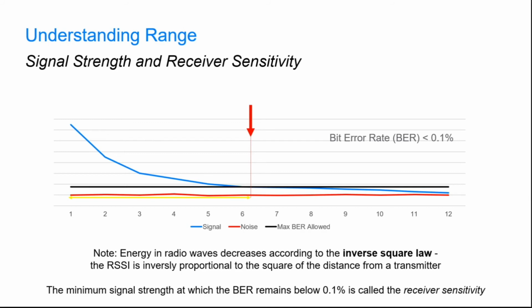Different radio hardware will perform better or worse in this respect. The minimum signal strength in dBm at which the BER remains below the magic 0.1% is called the receiver sensitivity. So different devices have better or worse receiver sensitivity, and that's a factor of the hardware rather than the Bluetooth stack itself.